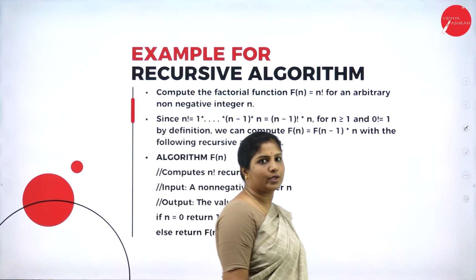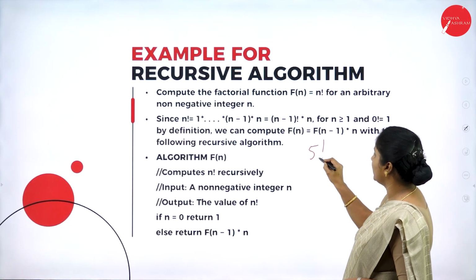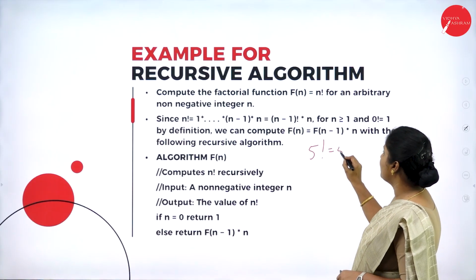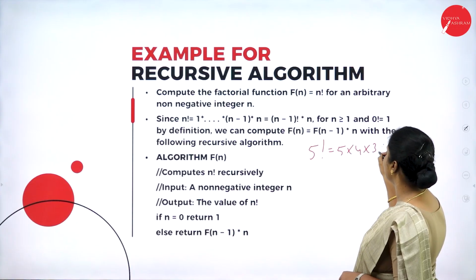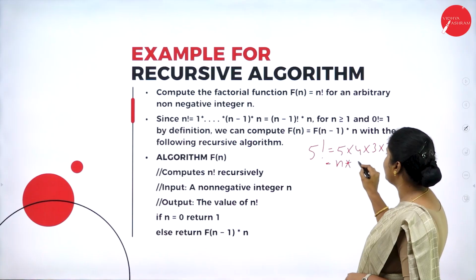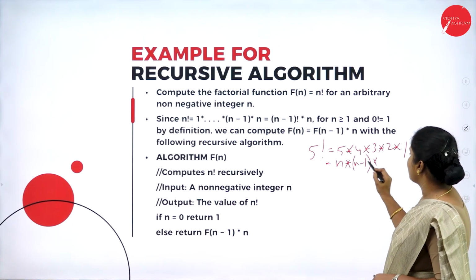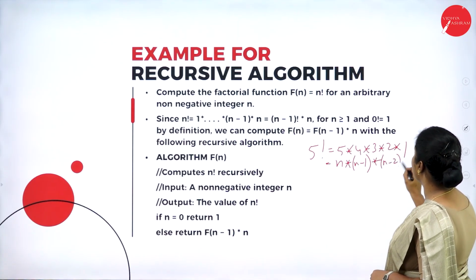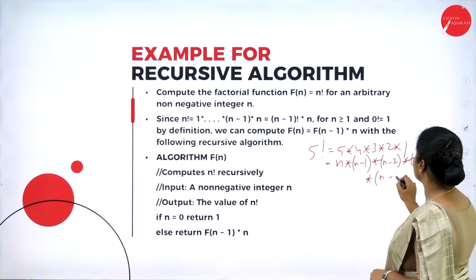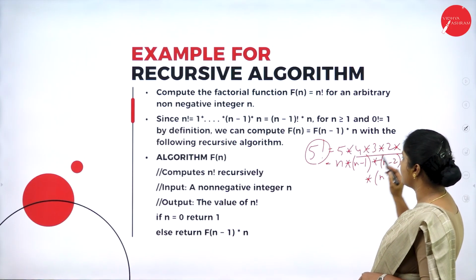We need to find the factorial of n. For example, if I take 5 factorial, what is the formula I need to calculate? 5 into 4 into 3 into 2 into 1. So that is 5, meaning n, into 4, which becomes n minus 1, into n minus 2, n minus 3, and it goes on. So to find the factorial of 5, I have this formula.